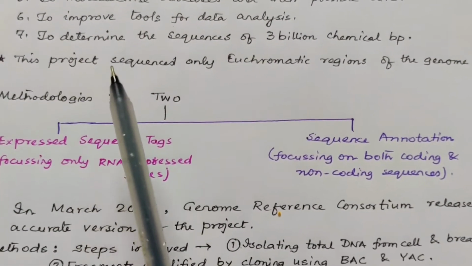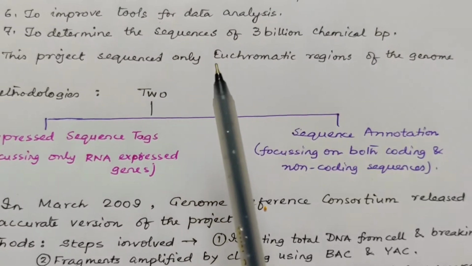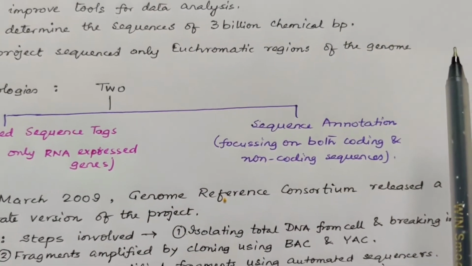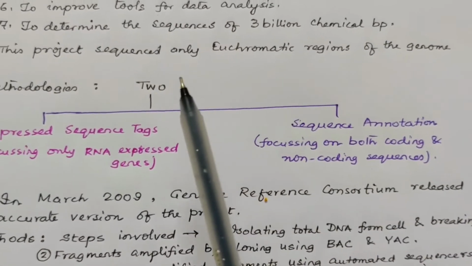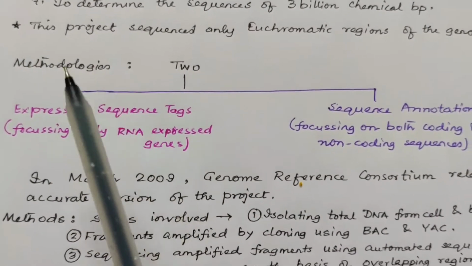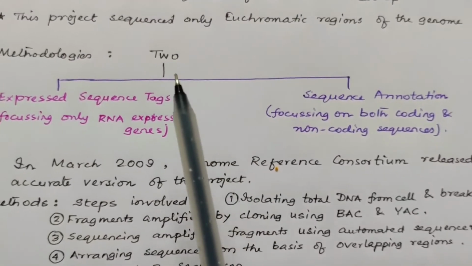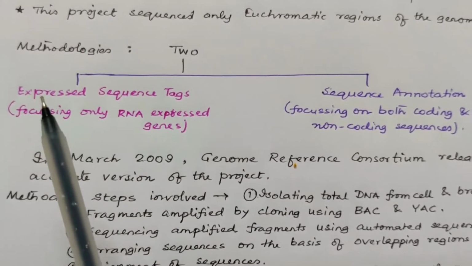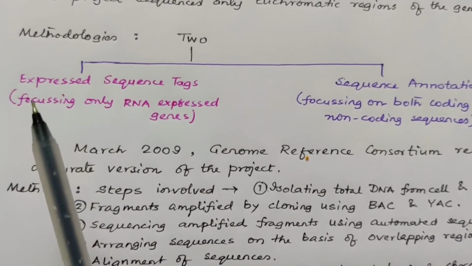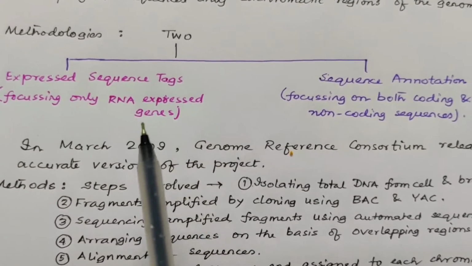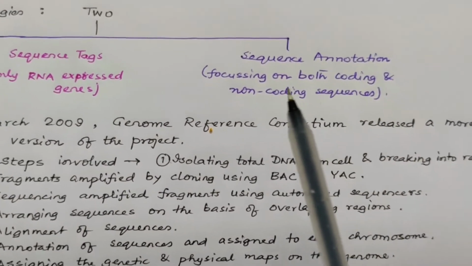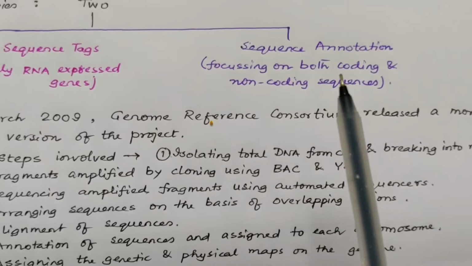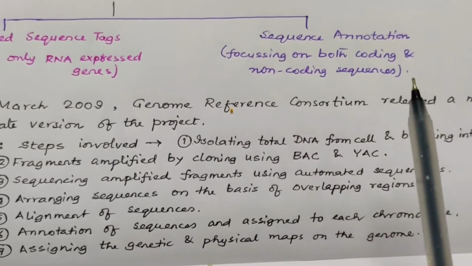Actually, this project sequences only euchromatic regions of the genome, not the heterochromatic region. What are the methodologies? There are actually two methodologies. One is known as EST, or expressed sequence tags, which focuses only on RNA expressed genes. The other one is the sequence annotation technique. It focuses on both coding and non-coding sequences of the gene.